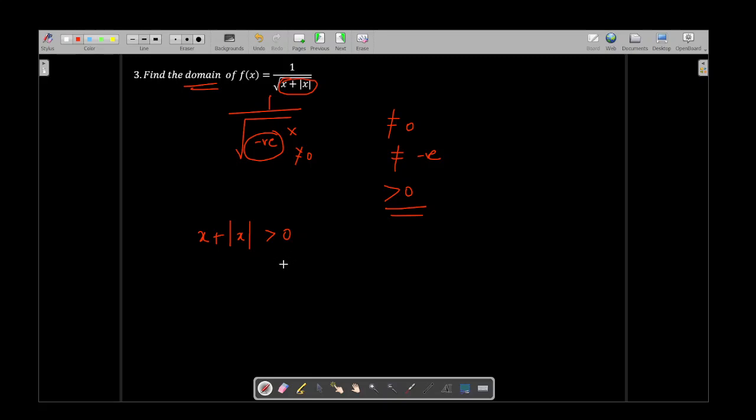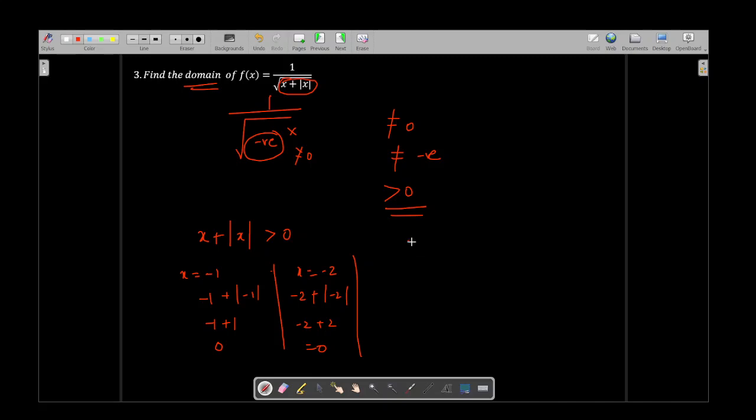If x is negative, let's say x is equal to minus 1. If you put minus 1, you get minus 1 plus mod minus 1, which is minus 1 plus 1, 0. If you put x is equal to minus 2, again this is minus 2 plus mod minus 2, which is minus 2 plus 2 is 0. So for every negative value it gives 0.